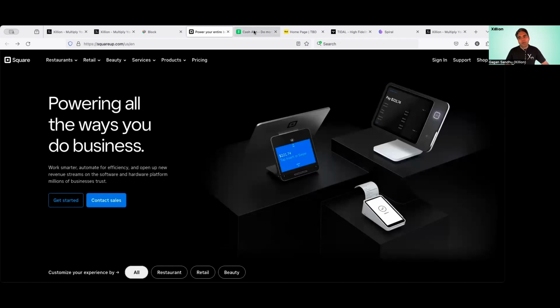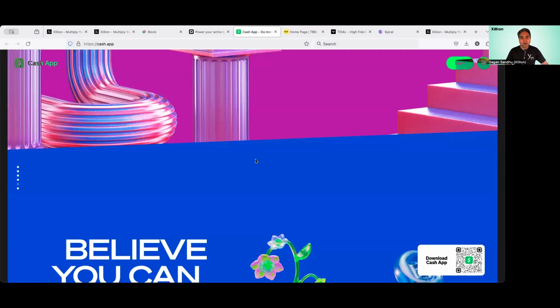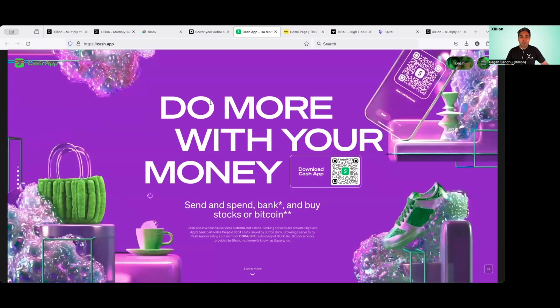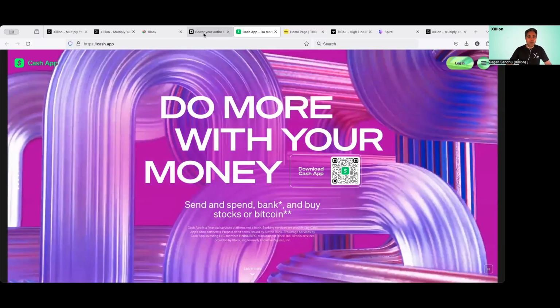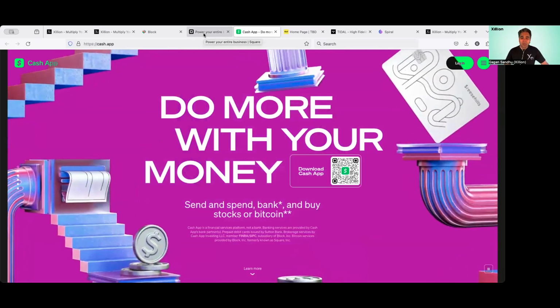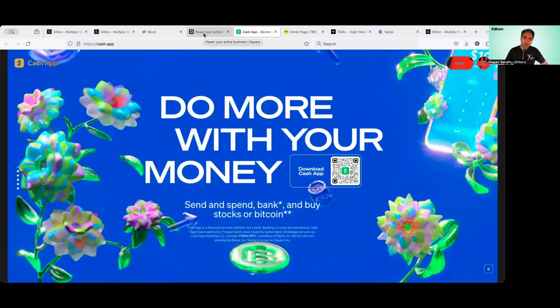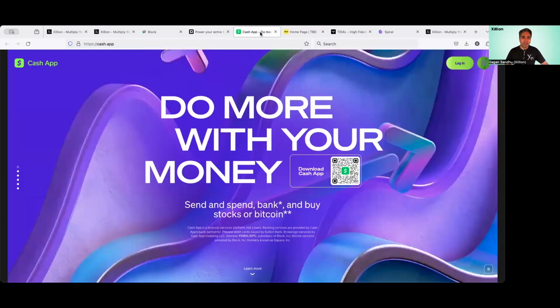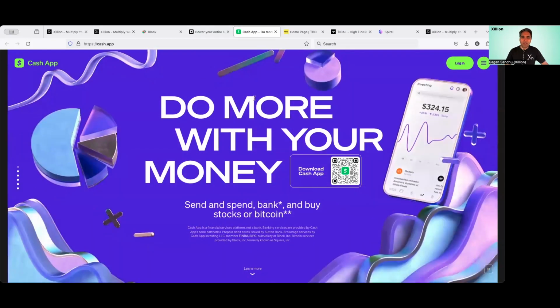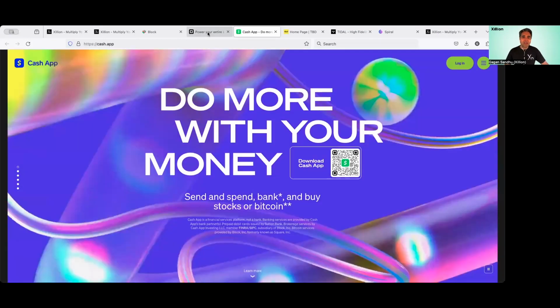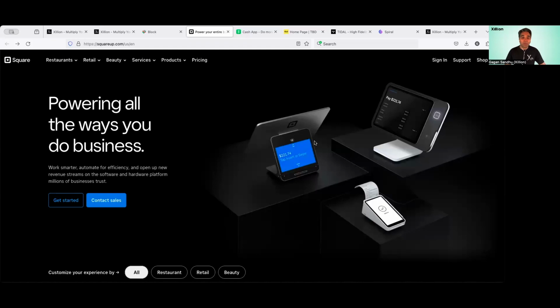Then the other big product is Cash App. This is, as the name says... and also, by the way, Cash App and Square are two totally separate business lines with separate leaders. They share a few things, but you can even see from the website, this is much more playful and creative, and this is much more strictly business. So these two products are managed quite differently, even within the company, which is, I think, a great thing.